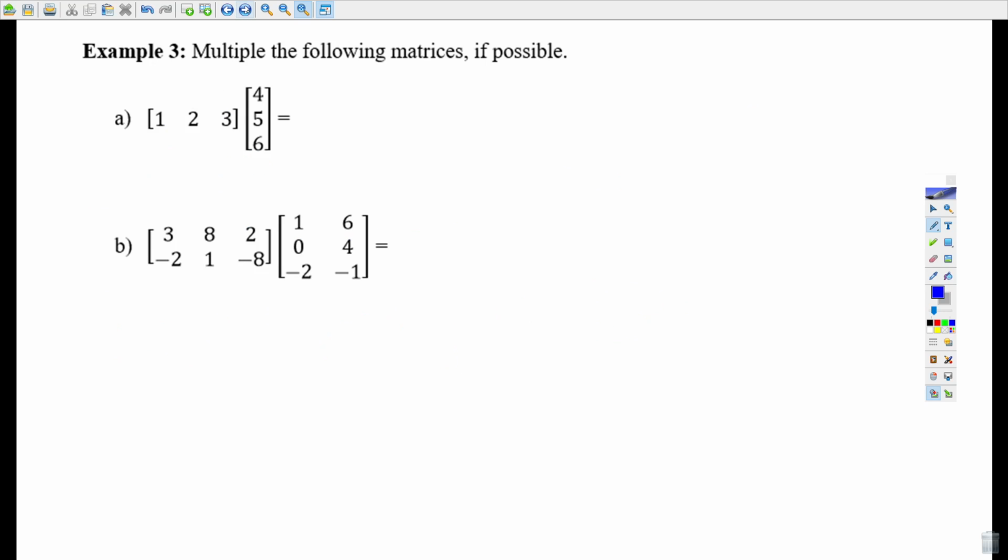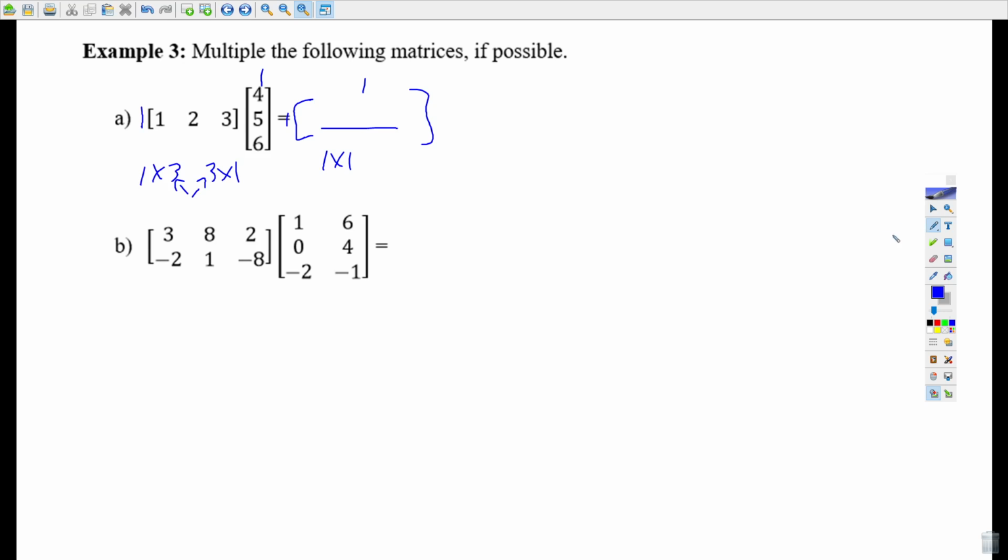Okay, we have a couple left. Multiply the following matrices if possible. So first one here, we have a 1 by 3 and a 3 by 1. Always do this part first. Hey, they're the same. So we're going to get out a 1 by 1 again. This is almost the same as the last one. The only difference is we have extra numbers going across and up and down.